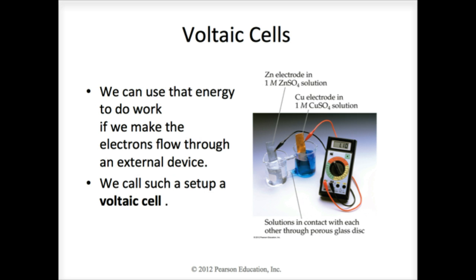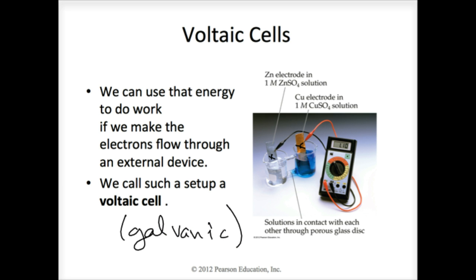Now, in a voltaic cell, what we want to do is capture that flow of electrons through an external device so that when these electrons go from one substance to the other, we can capture those electrons and turn them into some form of work and produce volts. We produce energy that can be used. Now, the setup is known as a voltaic cell. It's also known as a galvanic cell.